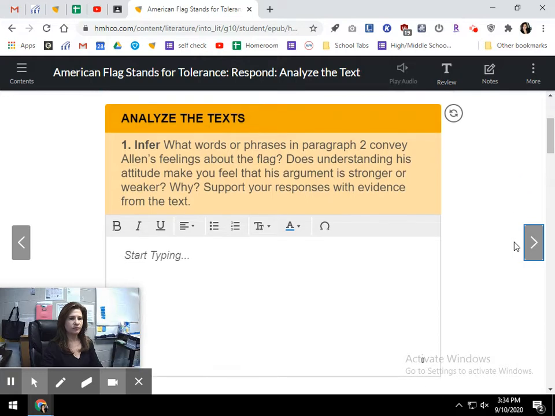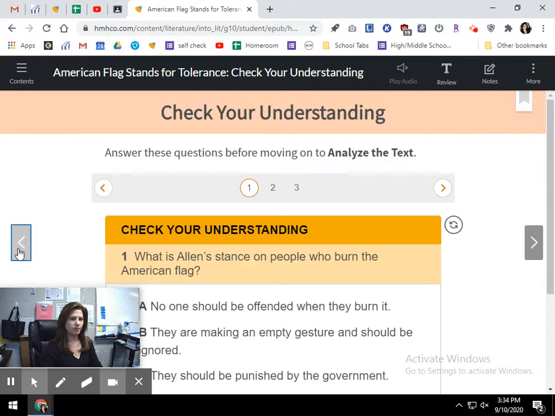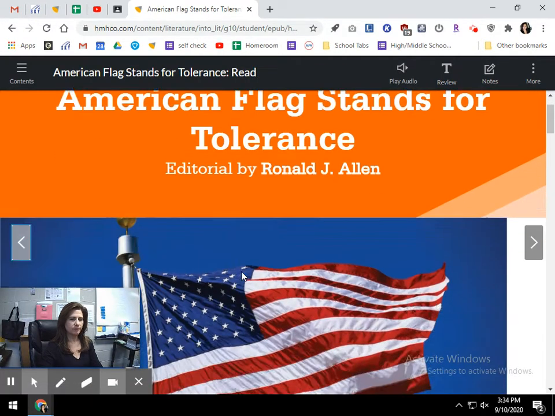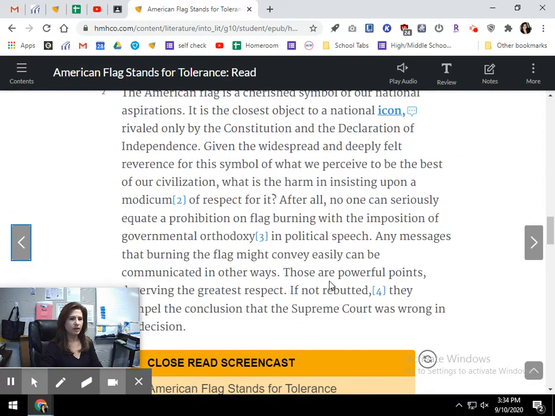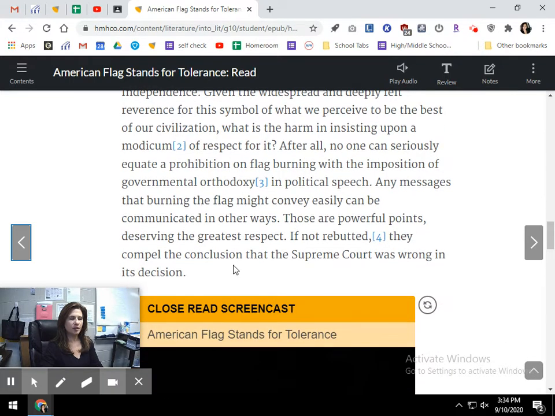So let's see, go back to where we were. I almost forgot what I was doing here. So we're talking about paragraph 2, and he says, if not rebutted, they compel the conclusion that the Supreme Court was wrong in its decision. So he's making a concession here.